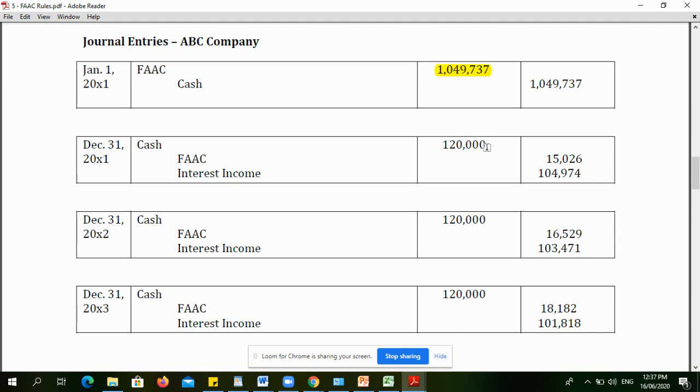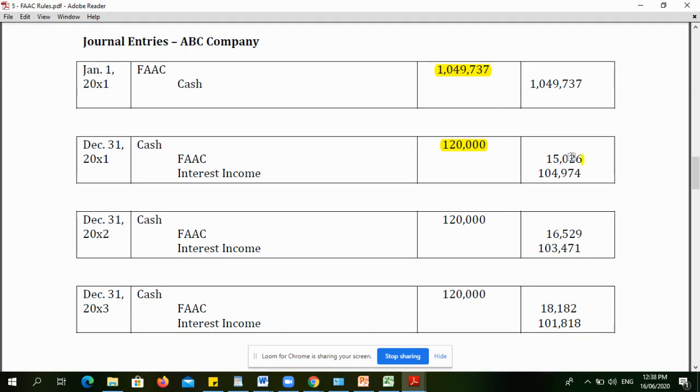Ang ginagawa natin, we debit cash. We debit cash kasi yung 120,000 na to, ito yung nare-receive natin every end of the year. So we expect to receive 120,000. And we also recognize the interest income of 104,974. And pansinin nyo, di ba may difference? The difference between 120,000 and 104,974 is 15,026.